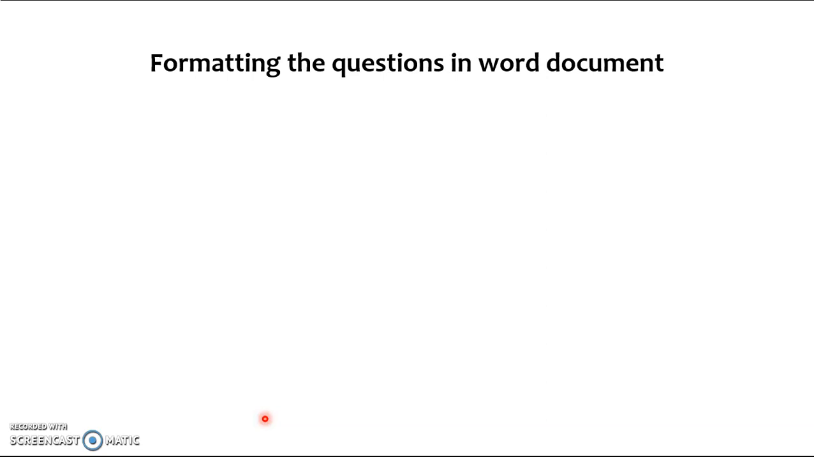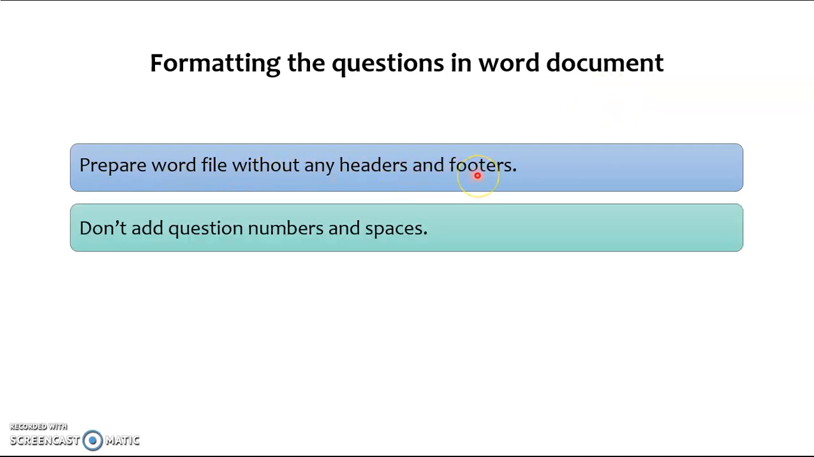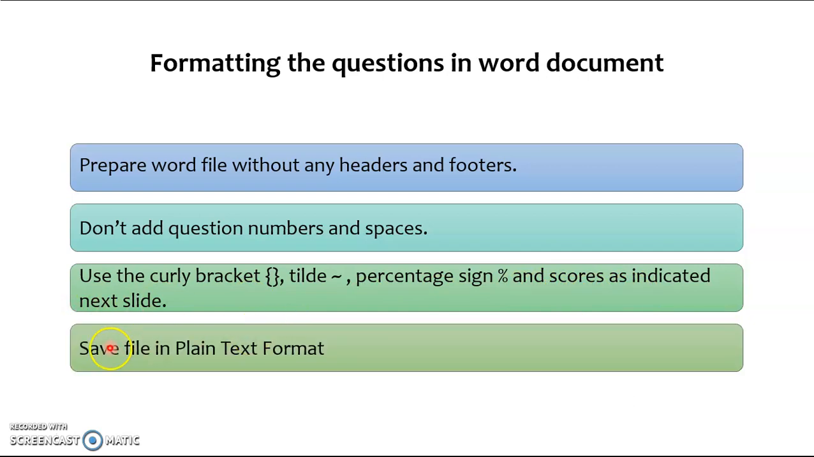So there are some formatting styles required to prepare a Word document. First, prepare a Word document without any headers and footers. Don't add question numbers as well as numbers to the options, and don't add a space. There are certain symbols used for formatting the questions in the Word document, such as curly brackets, tilde, percentage sign, and scores, as indicated in the next slide. Then save this Word document in a plain text format.